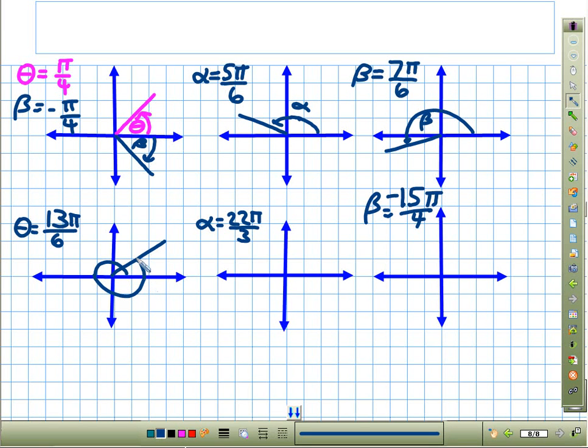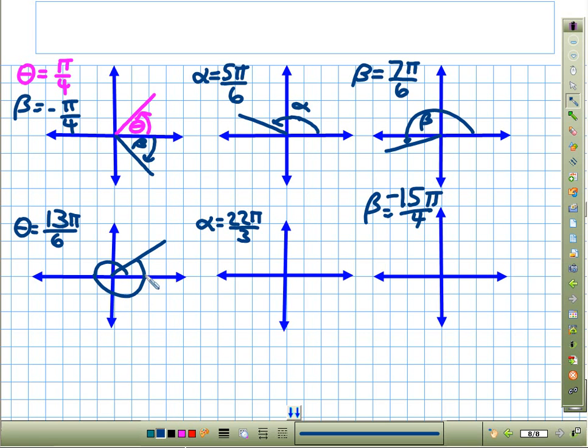Now look, here's the way I do it. I take the 13 divided by 6 and get the quotient. Well, 13 divided by 6 has a quotient of 2. The quotient tells you how many half circles you go through. So you go 1, 2, and then the remainder tells you what fraction of another half circle you go through. See that?